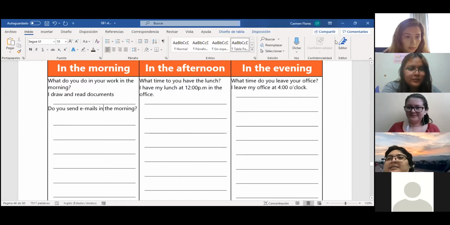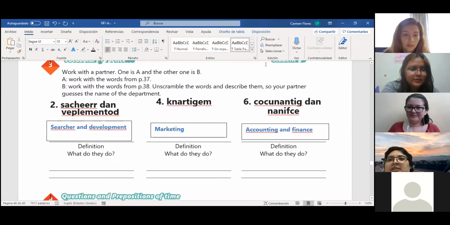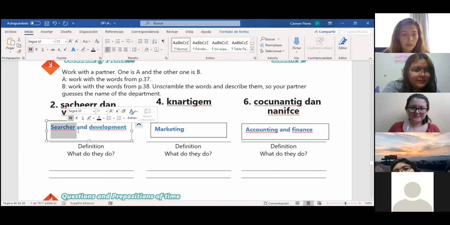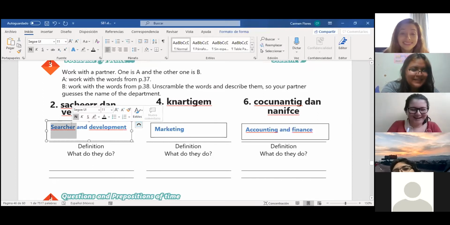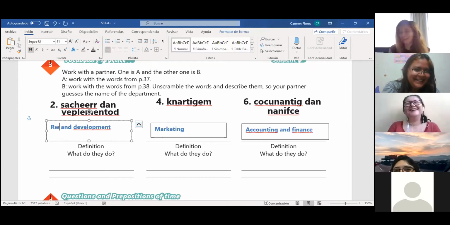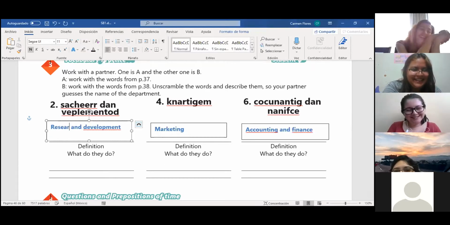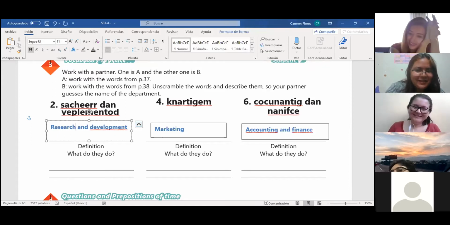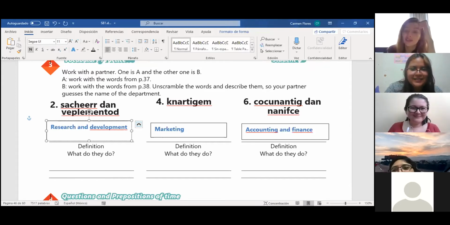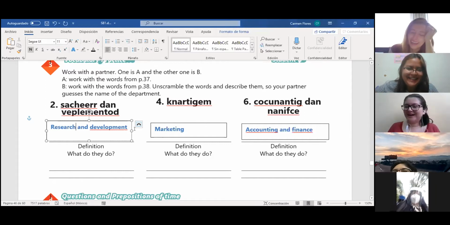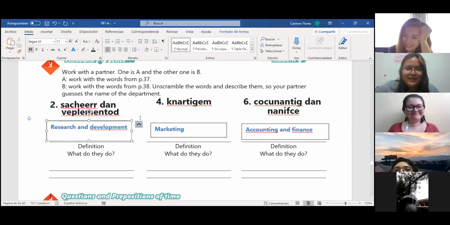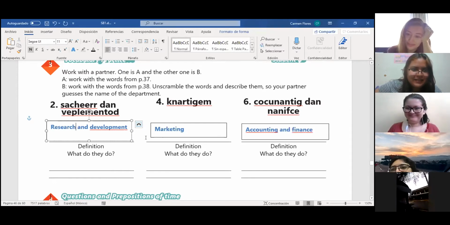Okay, the one for unscramble. The second, I don't know if it's correct or no. Research. Development, I don't know. Research and development. La cosa es que llegamos a search. Accounting and finance. Okay. Good.